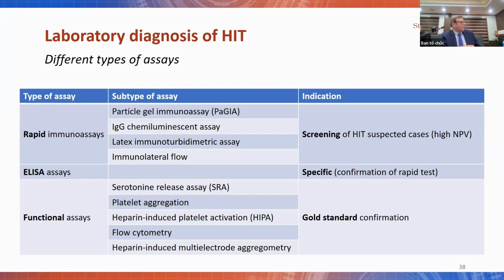And finally, you have functional assays, and the gold standard among the gold standard is probably the serotonin release assay, but this is also a very specialized assay that requires the use of radio elements. So not every lab can perform this assay. You have tests based on platelet aggregation, heparin-induced platelet activation, flow cytometry, and heparin-induced multiple electrode aggregometry. But those are very specialized tests, and usually you send over the samples to a reference lab to make the diagnosis.